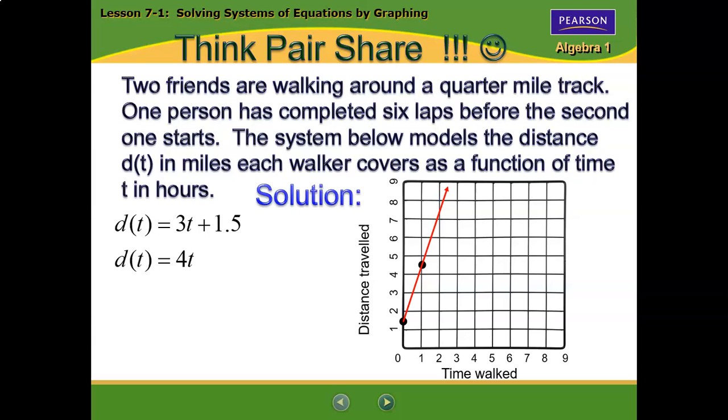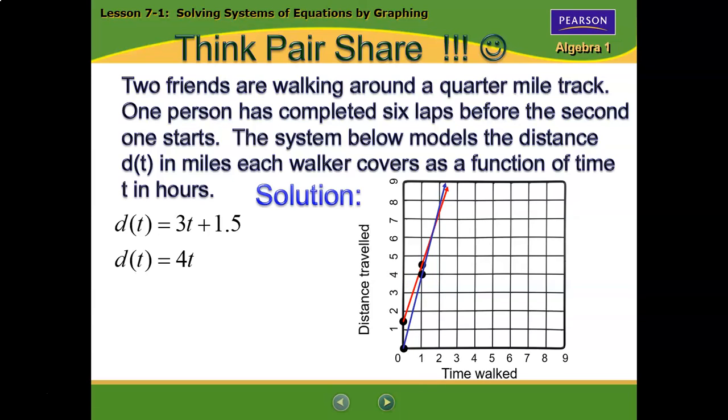Now let's go ahead and graph our second equation. We can see that we have no y-intercept, so that means we're going to put a dot right here at the origin. And we can see that our rate of change is 4, so that means go up 4 and to the right 1. So 1, 2, 3, 4, and to the right 1. So we're going to put a dot right there, and then draw the line.